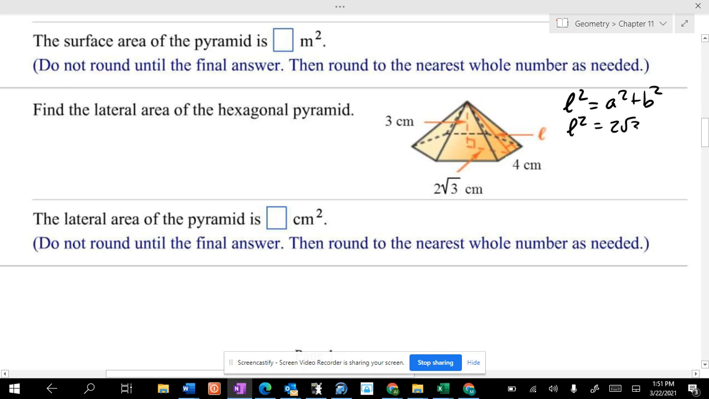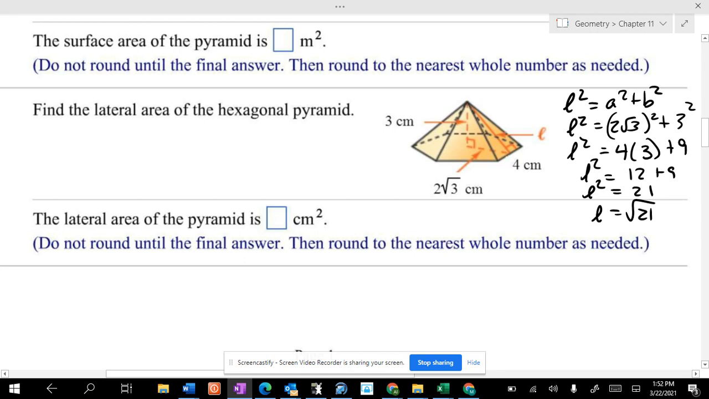So it's 2 square root of 3 squared plus 3 squared. What's 2 squared? 4. Square root of 3 squared is 3, plus 9, which is 12 plus 9, or 21, which is L squared. So L is the square root of 21.